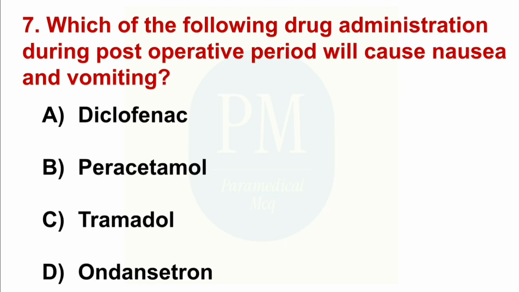Which of the following drug administration during post-operative period will cause nausea and vomiting? Option A: diclofenac. Option B: paracetamol. Option C: tramadol. Option D: ondansetron. The correct option is option D: ondansetron.